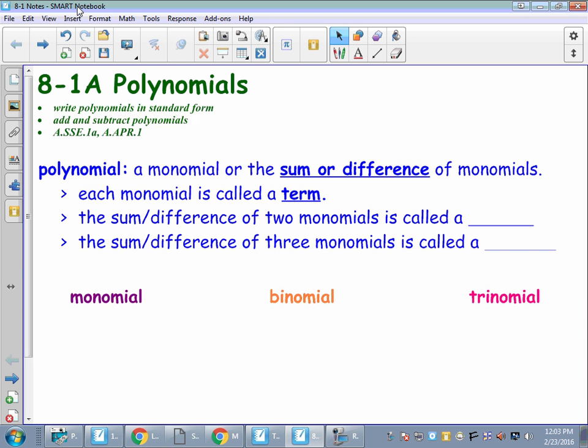Now we're going to take more than one monomial, put them together by adding or subtracting, and we call that a polynomial. When you have a polynomial, all of those monomials are now called terms. If you have two monomials added or subtracted, it's a binomial. If you have three, we call that a trinomial. Bi implying two, tri implying three, and mono means one.